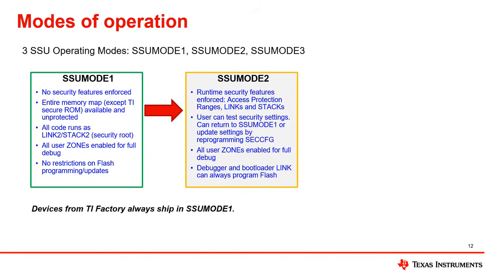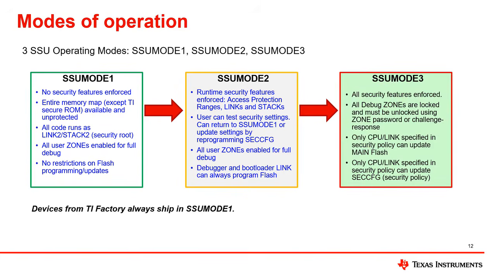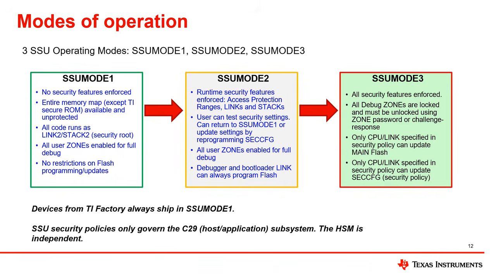Once a user is ready to implement safety into their project, SSU Mode 2 can be utilized. In this mode, the SSU enforces APRs, links, and stacks. In the last SSU mode, Mode 3, the SSU enforces zones along with everything else from Mode 2. In SSU Mode 3, the device is at its most secured state. By default, debug access is closed, and in order to open up debug, a password needs to be scanned into the device for each of the different zones for which you want debug access to. It's important to note that the SSU only governs the C29 system, and the hardware security module is independent.